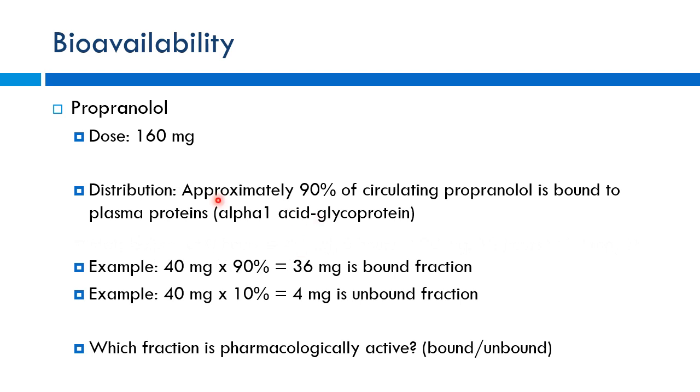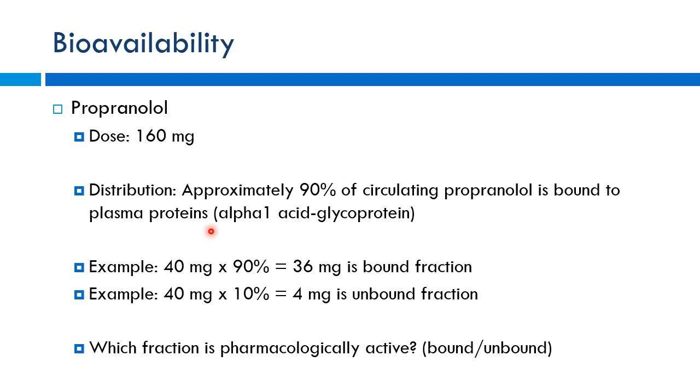So next we're going to look at distribution. Approximately 90% of circulating propranolol is bound to plasma proteins, specifically alpha-1 acid glycoprotein. This one's not important to remember. Just know that the drug is bound to these plasma proteins. What do you think that does to the volume of distribution? It's tightly bound to all these serum proteins. Can it go to the tissue? Yeah, it's going to be held up. So that can cause the volume of distribution to be lessened, because more of it is bound up in the plasma.